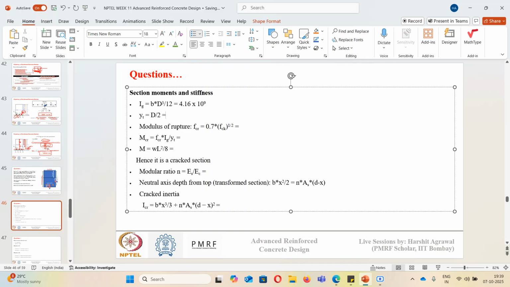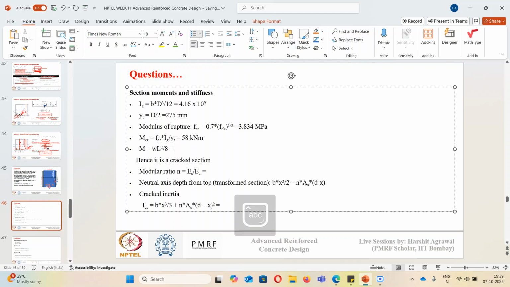Then yt is d by 2, so that is 550 divided by 2, 275 mm. Modulus of rupture of concrete is 0.7 under root of fck, so 0.7 under root of 30, it will come out to be 3.834 MPa. Cracking moment is fcr times Ig upon yt. So all three values we know, and the cracking moment will come out to be 58 kilonewton meter.